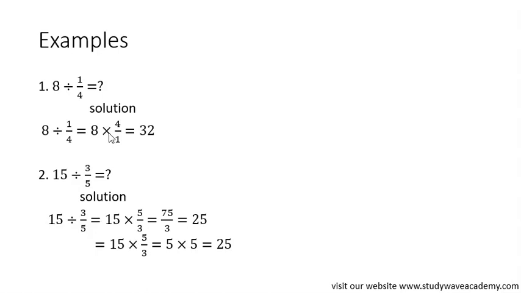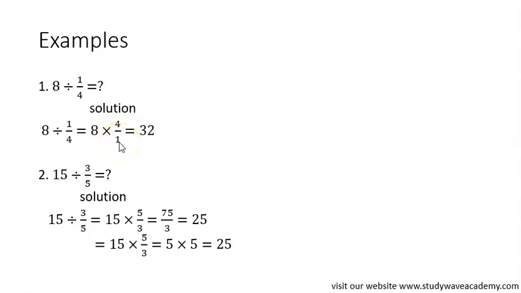Do we understand? We have 8 divided by 1/4. We exchange 4 and 1. Okay? And then we can change the sign, the division to multiplication. So we have 8 times 4/1. Okay?